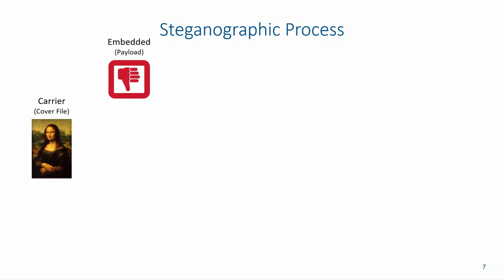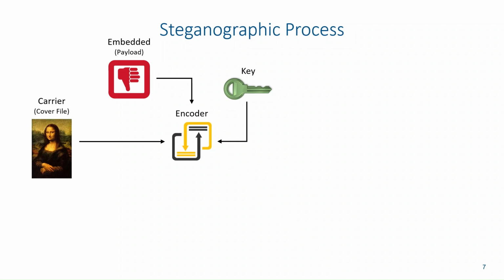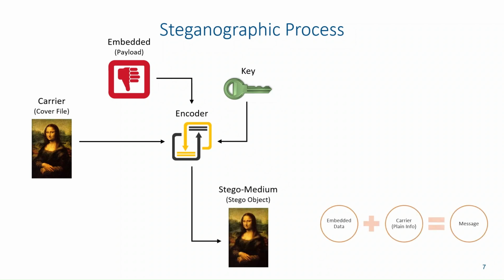We'll then take whatever document, file, image, etc. that we want to cover. We're going to take that embedded, it's called a payload, and we're going to embed it inside of the carrier using a key. So we're going to use an encoder algorithm that uses that key to put the embedded inside the carrier file to produce a Stego-medium or Stego-object. This is basically the embedded data plus the carrier, and that's going to be our new message.